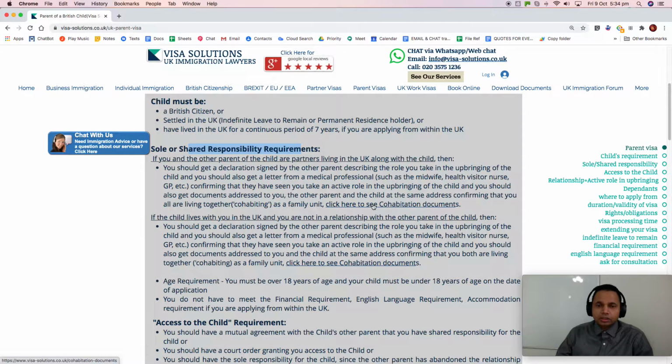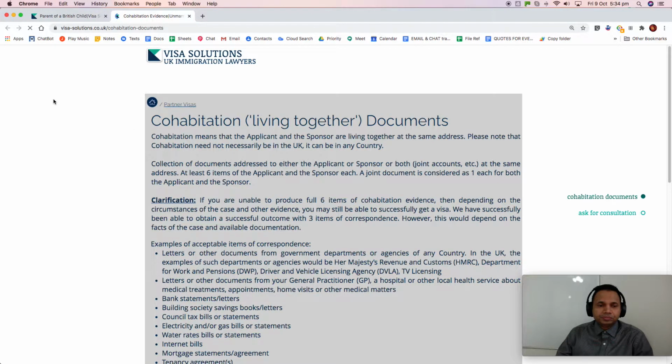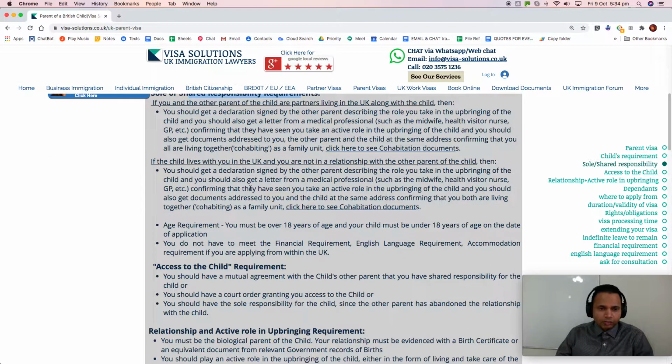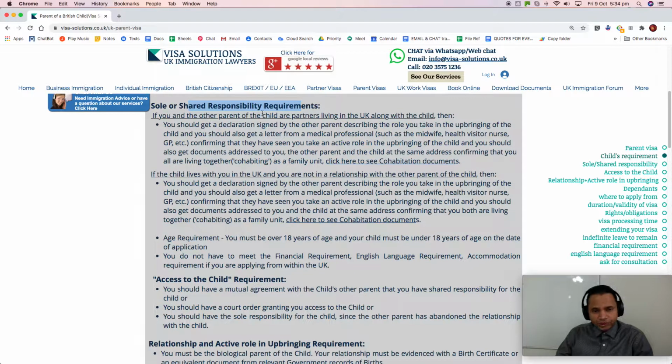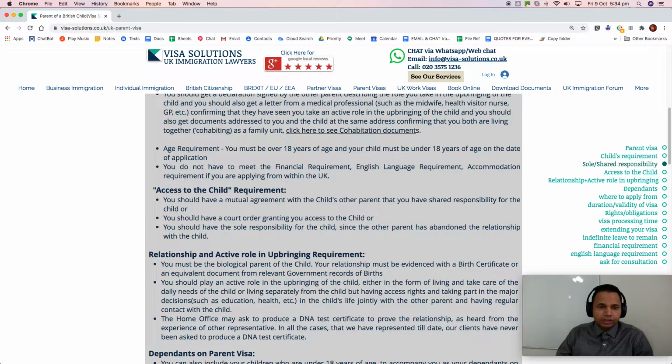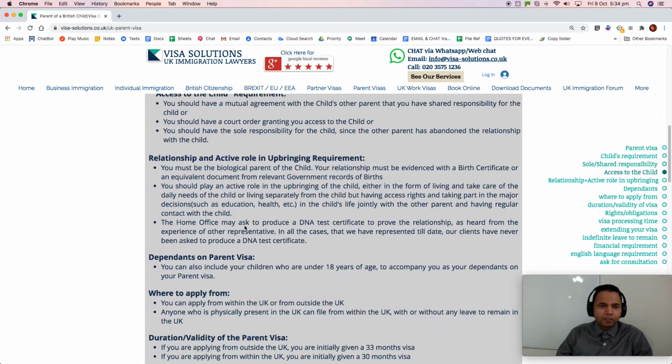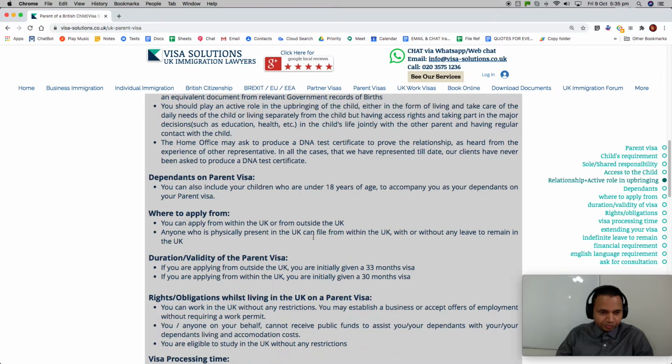You can click to see the cohabitation documents. All the information is self-explanatory. If your child lives with the parent or with the other parent, everything is here. Age requirement, access to child requirement, what is the arrangement, mutual arrangement, court order, sole responsibility, relationship and active role in the upbringing. This is the major area where the parent has to be actively involved. So these are different ways.